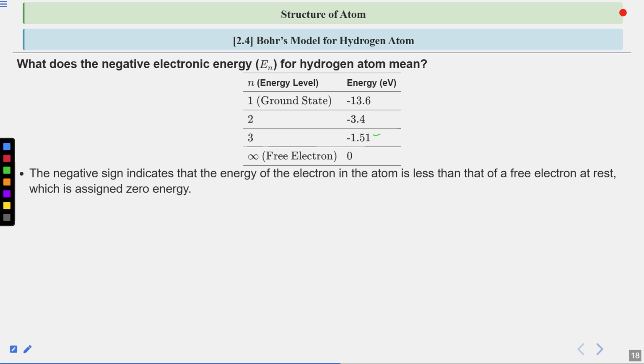Here the negative sign is indicating that the energy of the free electron is higher and the energy of the electron that is bonded to a nucleus is lower. Okay? And it is lowered by a certain amount. If it is at the ground state, it is lower by minus 13.6 electron volt. If n is equal to 2, then the energy is lowered by minus 3.4.